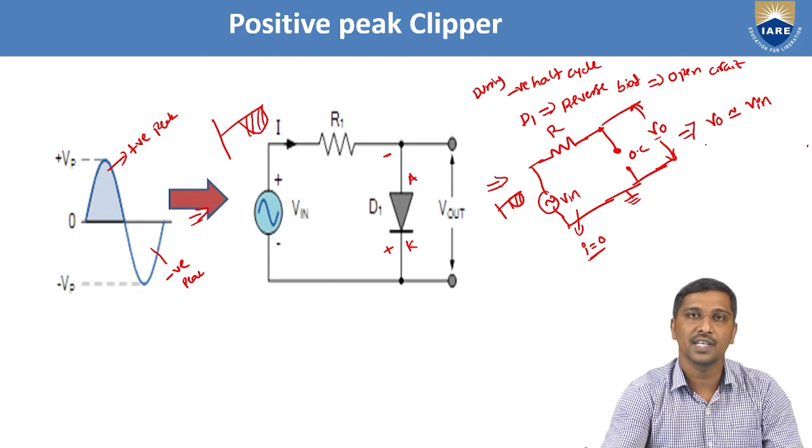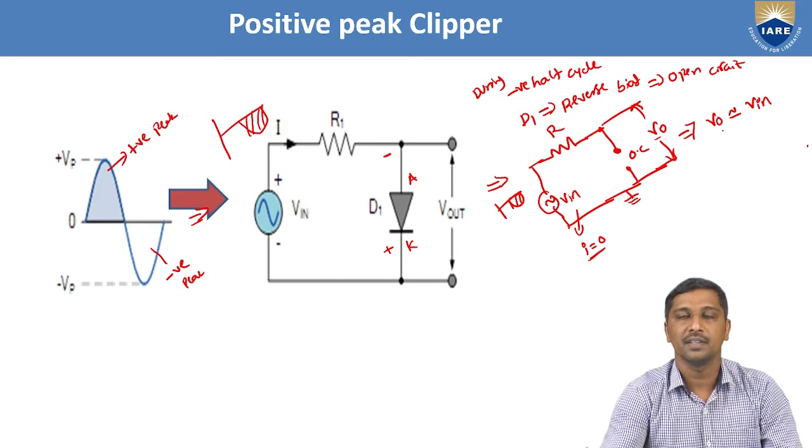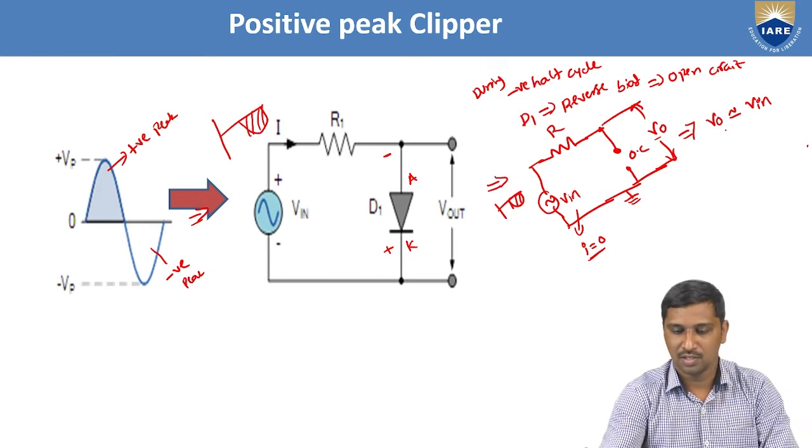But during the negative half cycle, what is the output voltage? That is directly proportional to your applied input voltage. Hence, the circuit is called the positive peak clipper. And this is a theoretical analysis. Now I'm going to show the mathematical analysis.